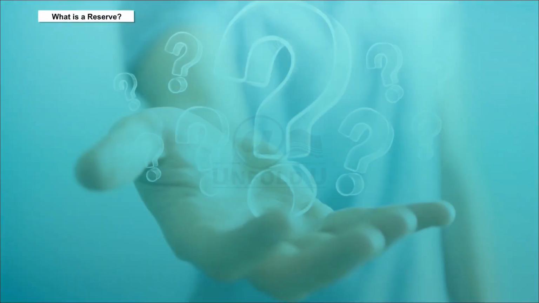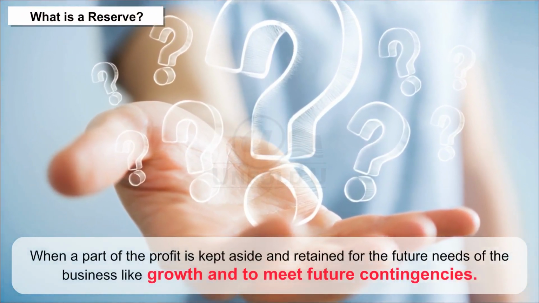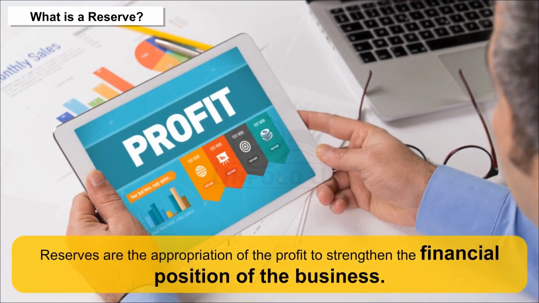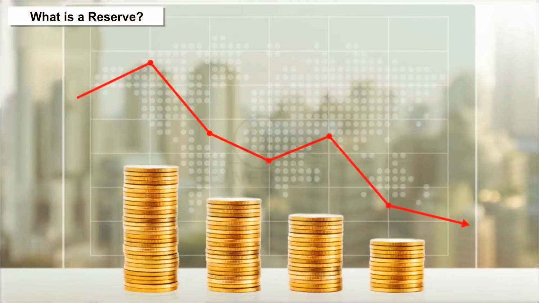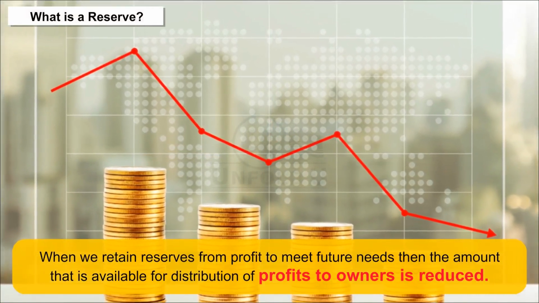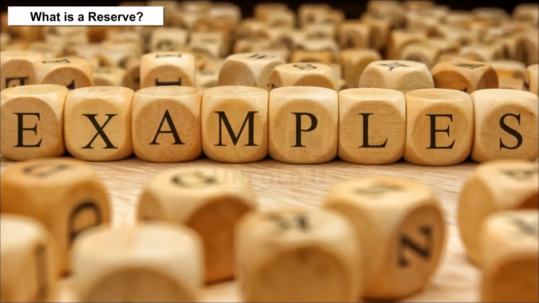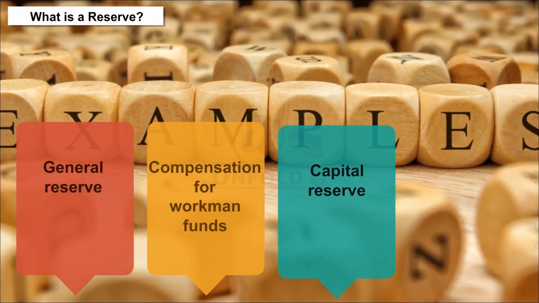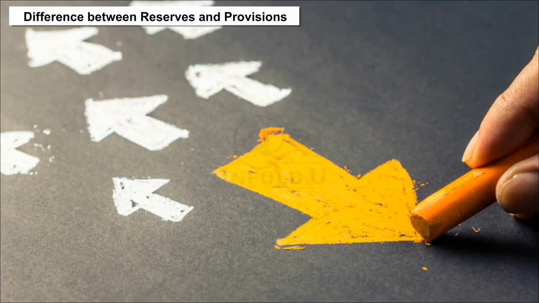Reserves. What is a reserve? When a part of the profit is kept aside and retained for the future needs of the business, like growth and to meet future contingencies, reserves are the appropriation of the profit to strengthen the financial position of the business. When we retain reserves from profit to meet future needs, the amount that is available for distribution of profits to owners is reduced. Examples of reserves are general reserve, workmen compensation fund, capital reserve, and reserve for the redemption of debentures. Difference between reserves and provisions.